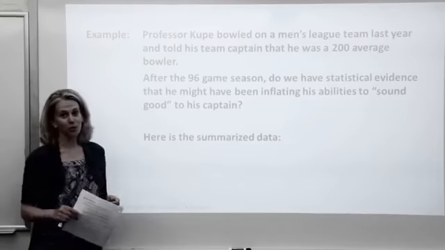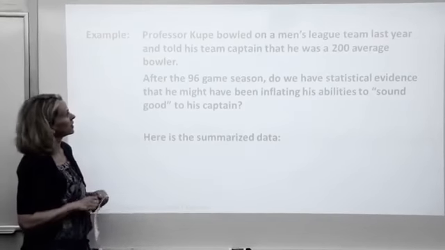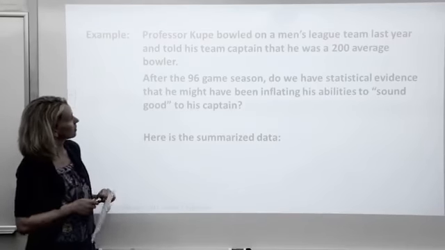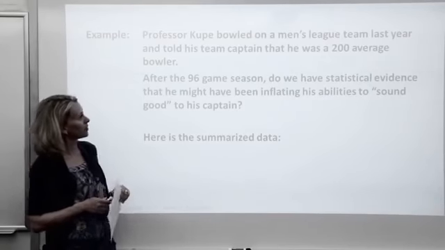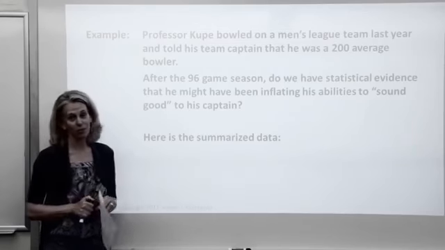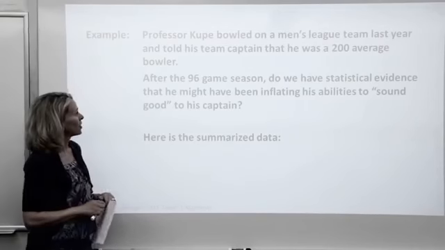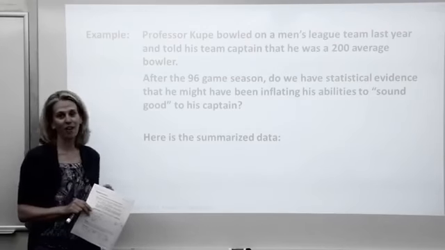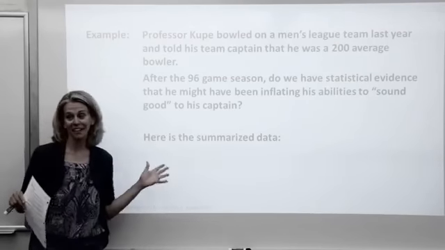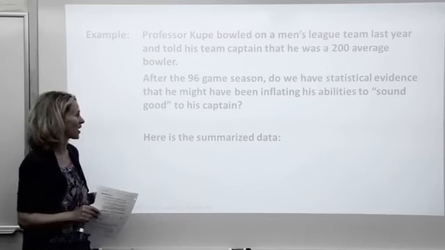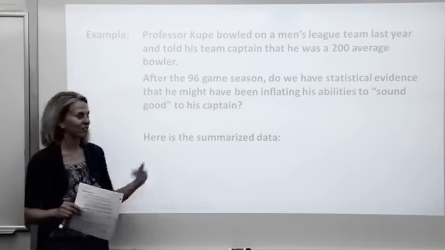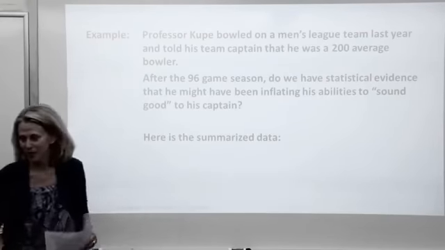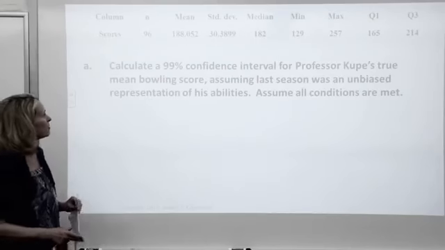In this one, Professor Coop bowled in a men's league last year on a team. He told his team captain he was a 200 average bowler. And after a 96-game season, we would like to figure out, do we have statistical evidence that he might have been inflating his abilities to sound good to his captain? So let's check out the data that we have from those games and see what we can find.